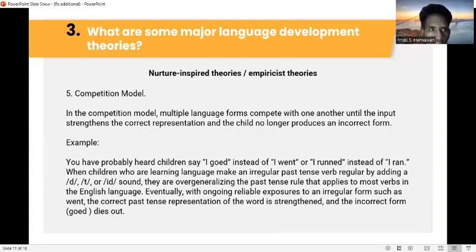They say "I goed" by putting the sound -ed on the verb go. But eventually, with ongoing reliable exposure to an irregular form such as went, the correct past tense representation of the word is strengthened and the incorrect form such as goed dies out.